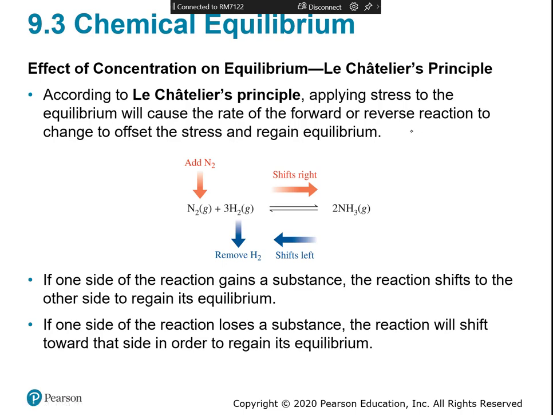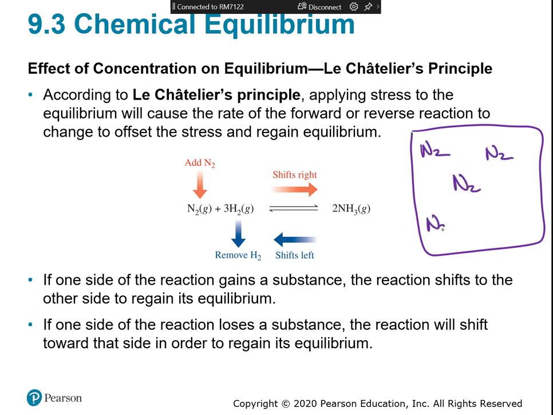So for example, if you have this container, and we'll just say that this container has equal amounts. So we'll put 4 nitrogens, 4 hydrogens, and 4 NH3s. So we'll say that at equilibrium, they're all equal. Okay? So I have 4 hydrogens, 4 nitrogens, 4 NH3s in this container.